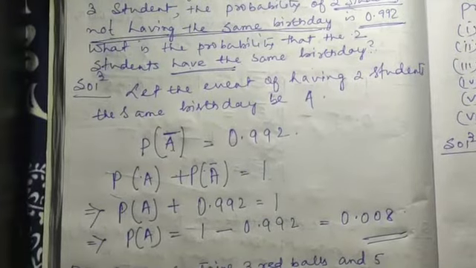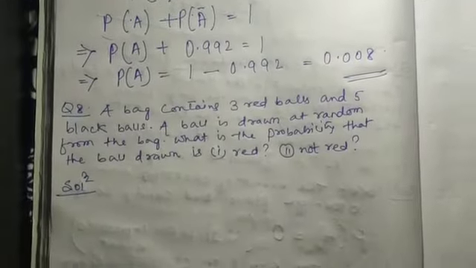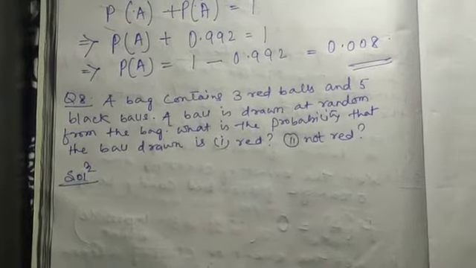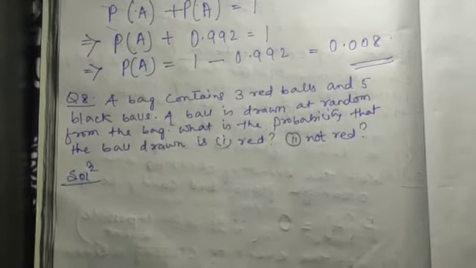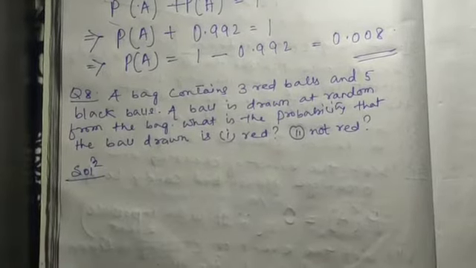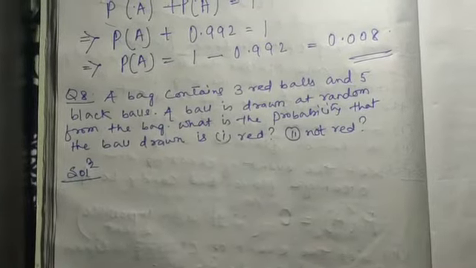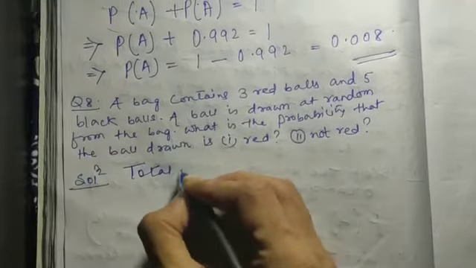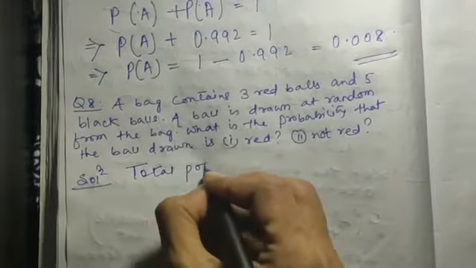Let's see question number 8. Here you see, students, a bag contains 3 red balls and 5 black balls. 3 red balls and 5 black balls. So total how many balls are there here? Total 8 balls are there. So that is the total number of outcomes. That is the total possible outcomes.